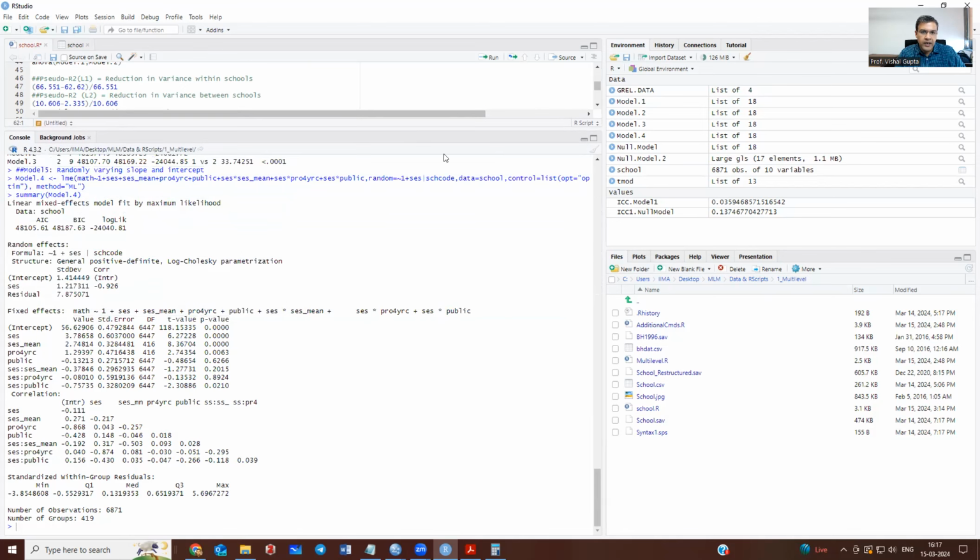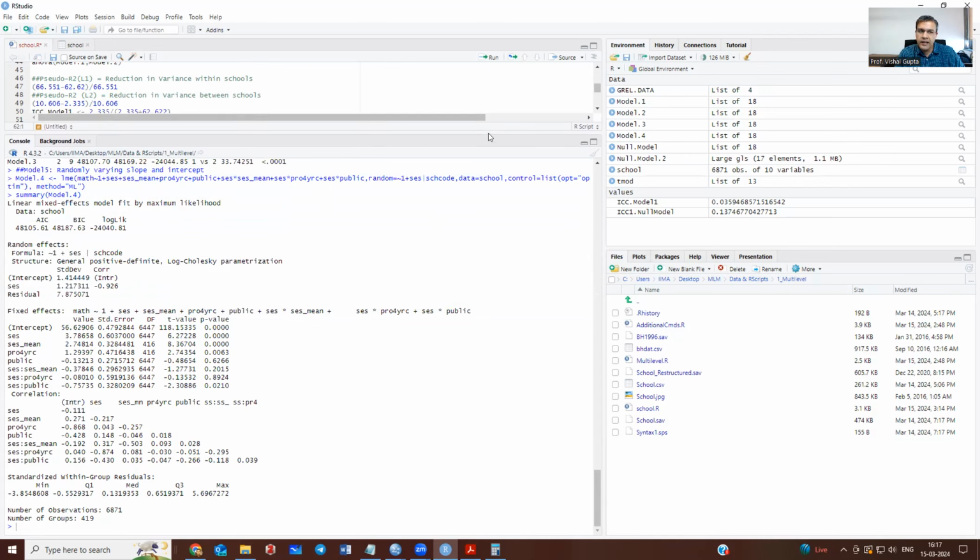Yes, I will come to that, Yasmin. When we have a mediating variable, it is the same. You will do multiple regressions and then do it. So I'll talk about that. Maybe let me finish this first.